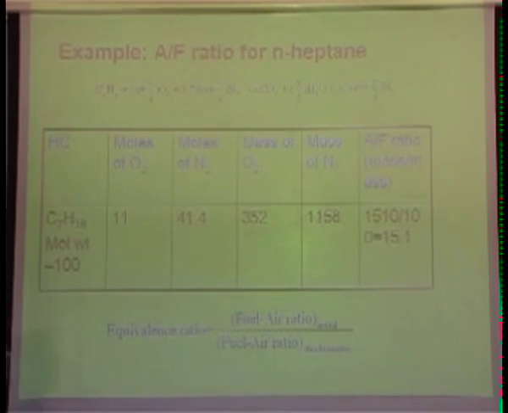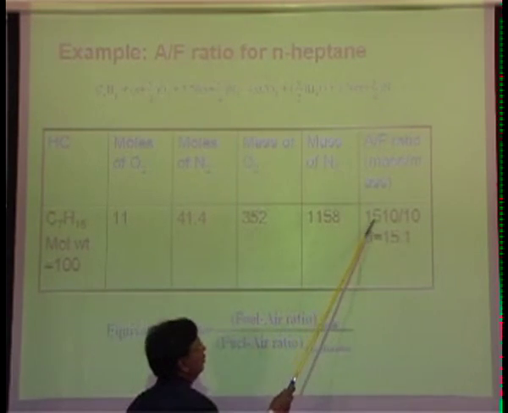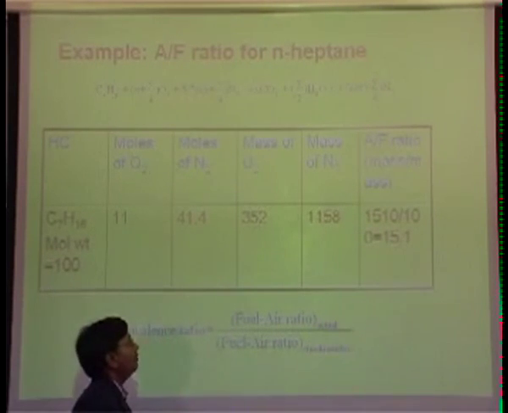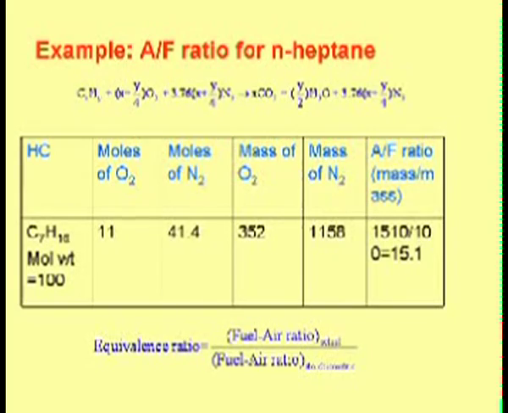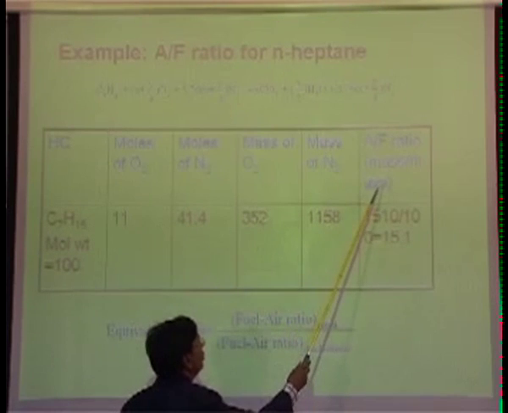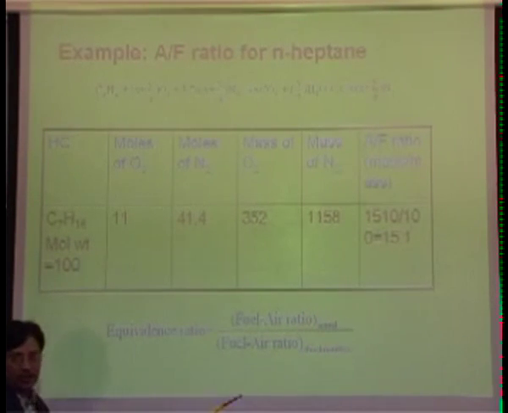So now, can you find out the air to fuel ratio? What is the mass of the air that is entering? Nitrogen plus oxygen. I'm sure it should add to 1510, if not then there is an error, divided by the mass of the compound that you are burning. So you get the air to fuel ratio at stoichiometry for N-heptane. Simple calculation, there is nothing big. We don't talk about very big things.